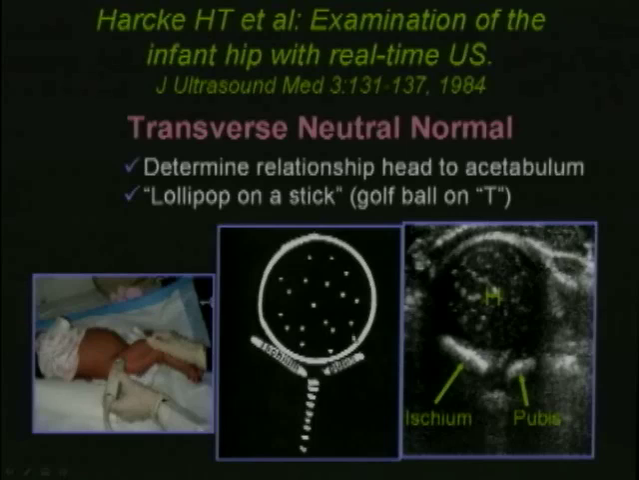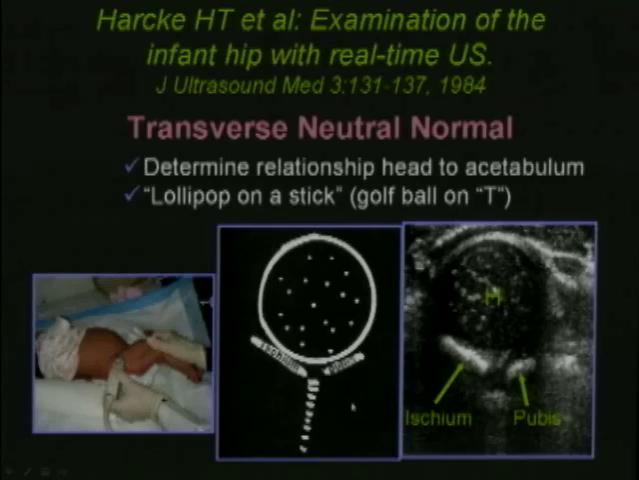What this allows us to do is to see the femoral head right over the triradiate cartilage. We often get these little ring down artifacts as we're scanning. So here's the head, here's the ischium, here's the pubis. And this has been described as a lollipop on a stick, when you can actually draw your line right through the middle of the femoral head.